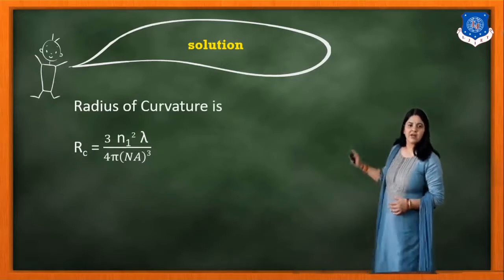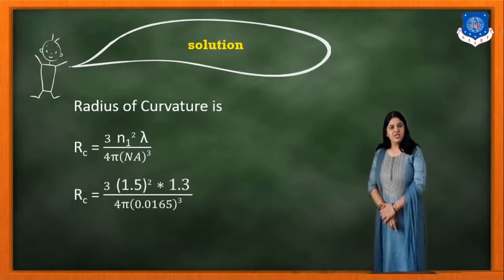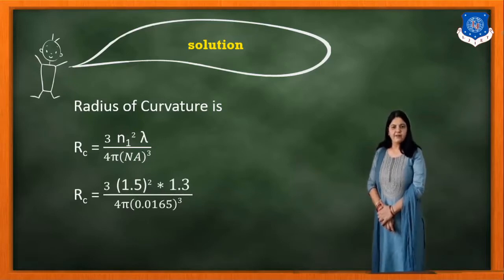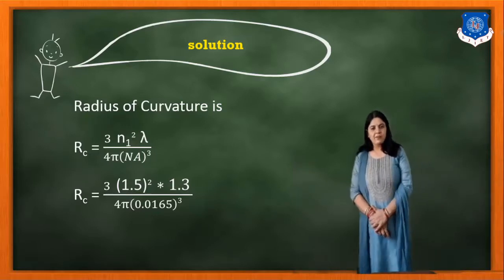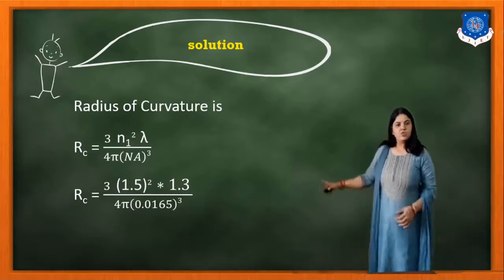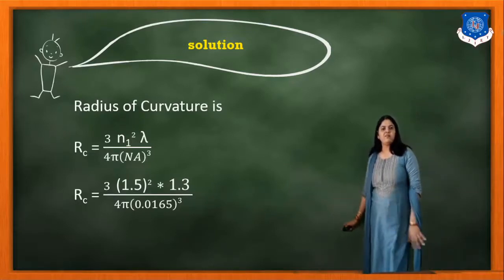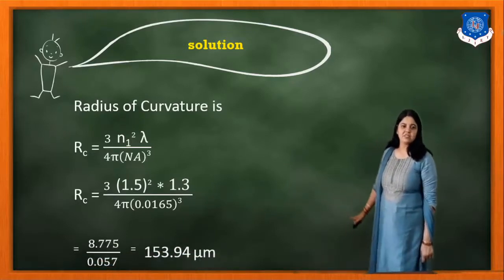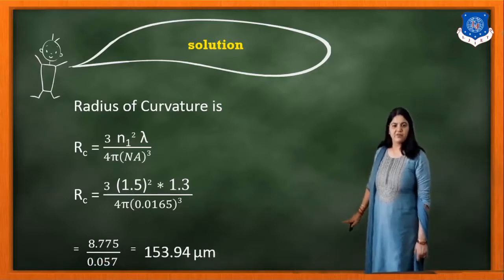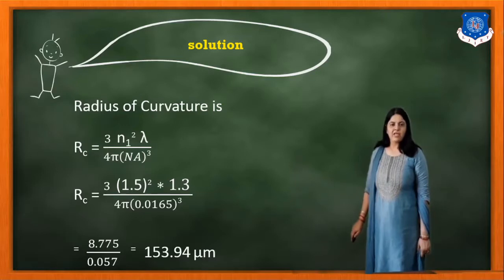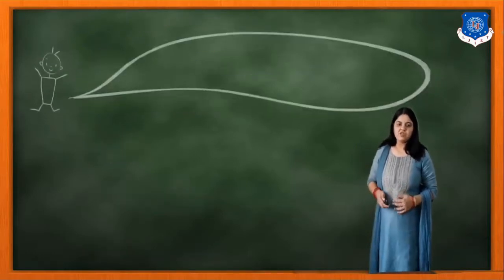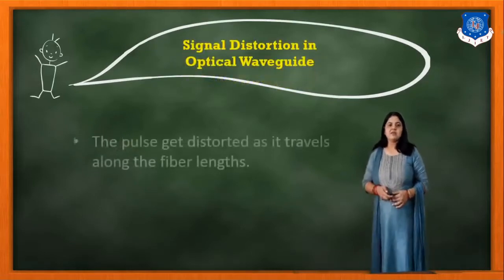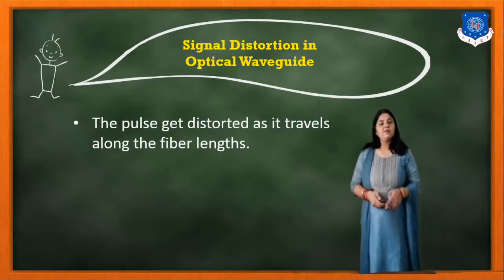So now the radius of the curvature is, as we have calculated the NA value in the previous slide, Rc is equal to 3 N1 square lambda upon 4 pi NA cube. So put the values over here. By putting the value, we can find it out. The answer, that is the radius of the curvature, is 153.94 micrometer. So firstly we have calculated, and we needed to calculate the value of the radius of the curvature.